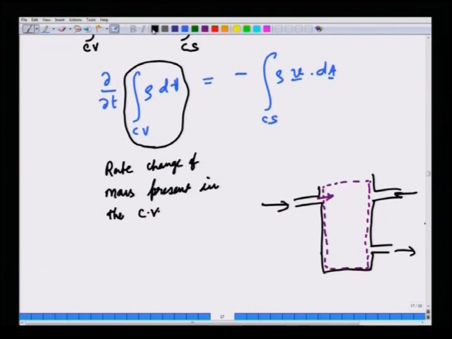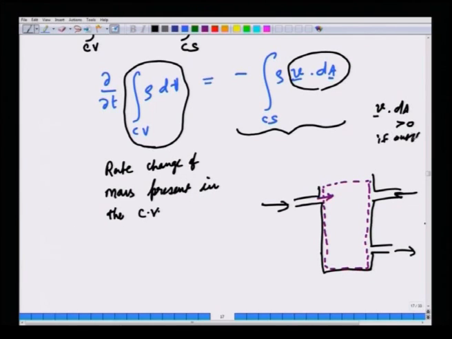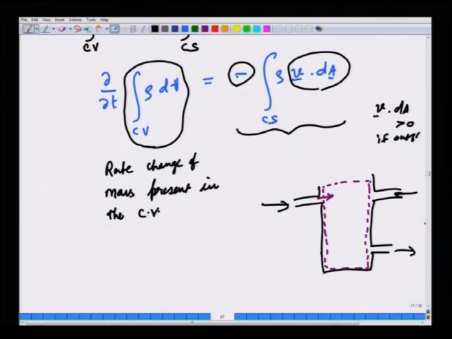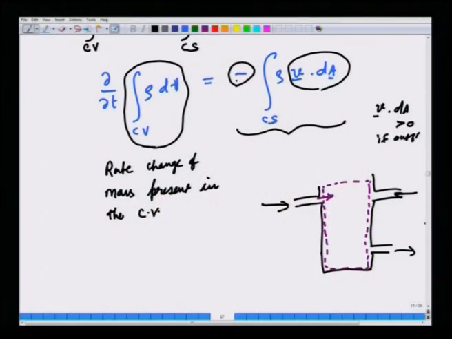So, let us look at the right side. What does it mean? I told you that V dot dA is greater than 0 if there is an outflow. If this entire surface integral is greater than 0, that means there is a net outflow of fluid. Now, this negative sign means that if there is a net outflow of fluid from a CV, then of course the mass of fluid present in the CV must decrease. That is what this means.